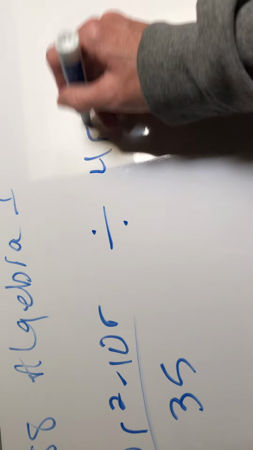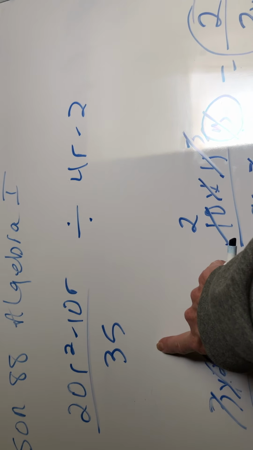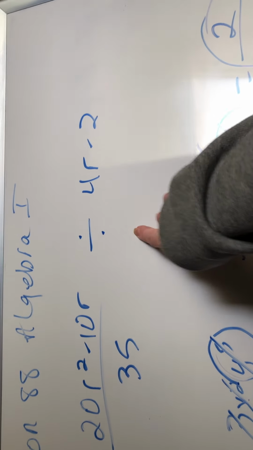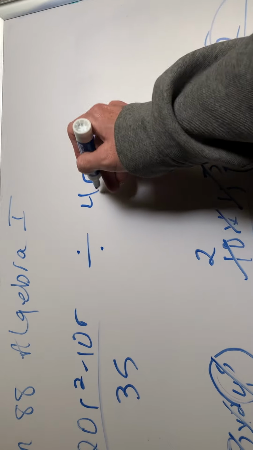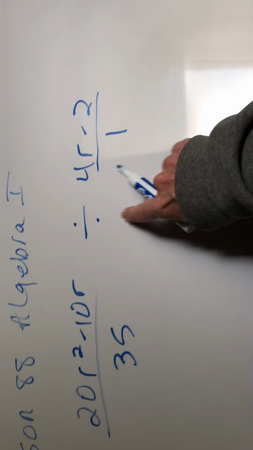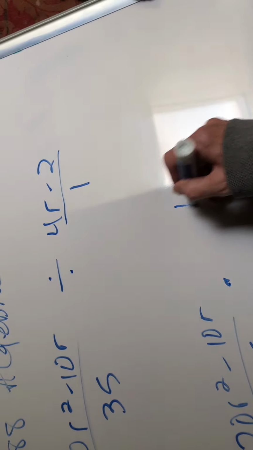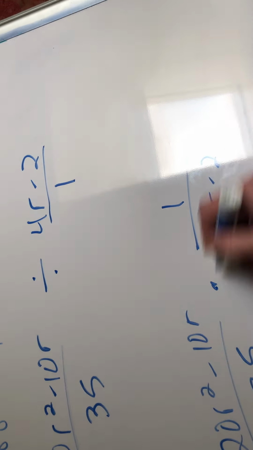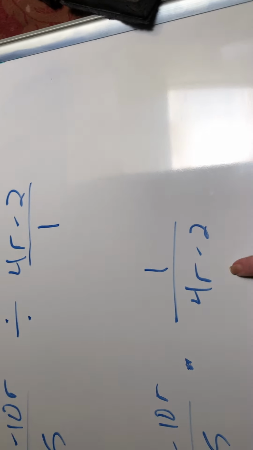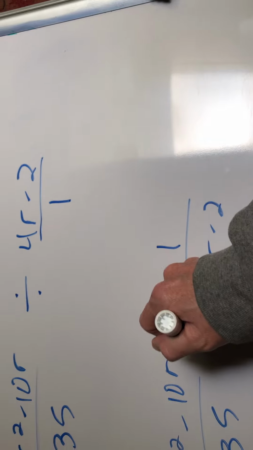Divided by 4r minus 2. 20r squared minus 10r divided by 35, and we're dividing this whole thing by 4r minus 2. Now remember, that 4r minus 2 is over 1. So when I flip it, because I have to flip the second one since it's division, it's 20r squared minus 10r over 35 times 1 over 4r minus 2. So it puts that 4r minus 2 in the bottom. Okay, so watch that. Be careful with that.